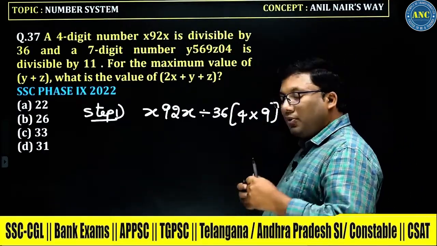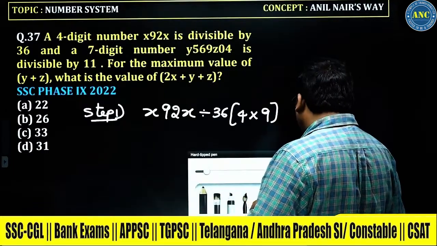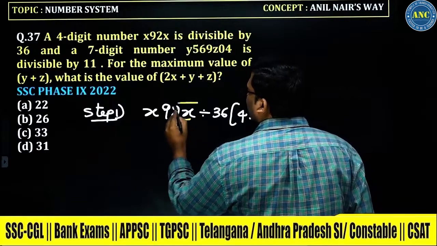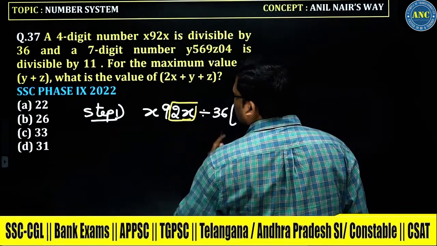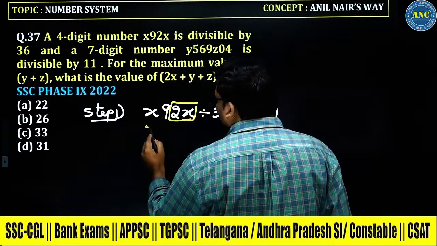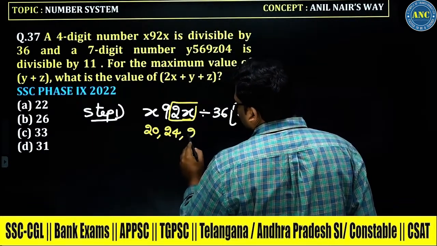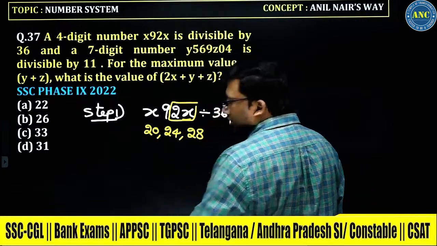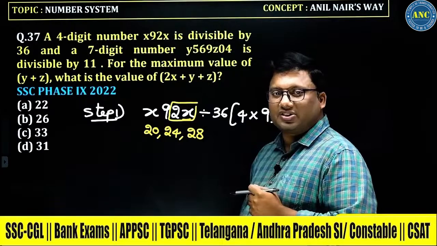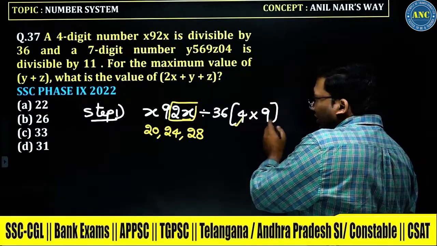Since it is a composite number, I need to write the number as a product of two coprimes. First, the number should be divisible by 4. That means x will become 20, 24, 28. Tens place is 2, it is fixed. For 4, I got multiple possibilities.